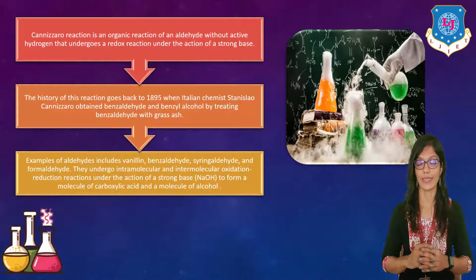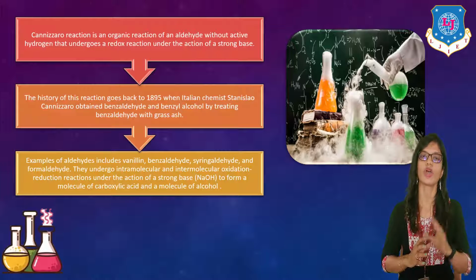Examples of aldehydes which we can include here are vanillin, benzaldehyde, syringaldehyde, formaldehyde, etc. So we can use any kind of aldehyde-containing compound. We just have to make sure that our compound contains CHO. It is not required that it contain formaldehyde, but it should at least contain the aldehydic group.